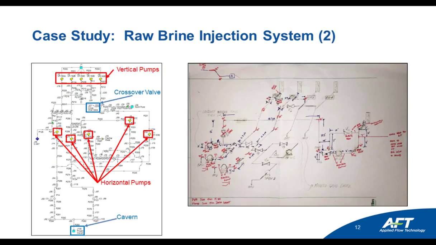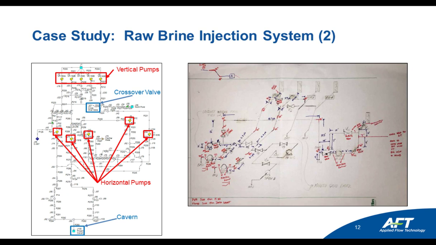So the way the project started was, it's always helpful to get a sketch of the system for what it might look like, because this will be a guide to how you're going to build your flow model, especially if drawings do not already exist that you could import into a flow model. If you don't have drawings, then you have to make a drawing. And then this is what their flow model looks like for that brine injection facility.